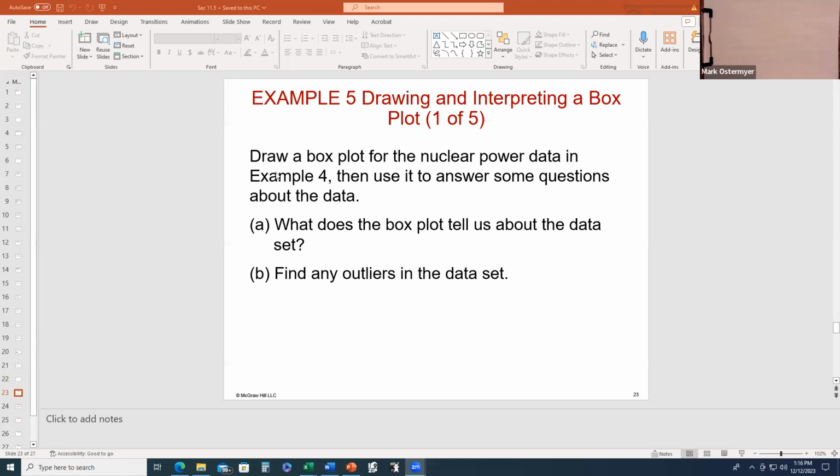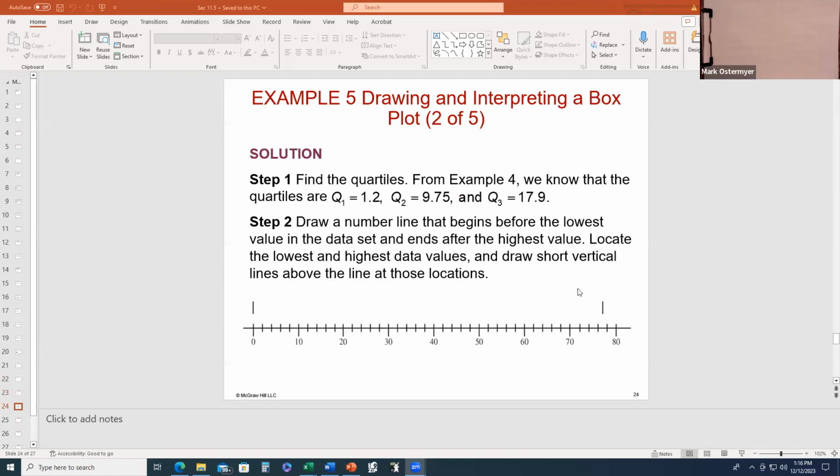All right, and if we were to draw a box plot for the nuclear power data set, where the first quartile is 1.2, the second quartile is 9.75, and the third quartile is 17.9. Notice we lay out a scale from 0 to 80, and these tick marks appear to be spaced by 2 units apart again. 2, 4, 6, 8, 10, 12, 14, 16, 18, 20, 22, 24, 26, 28, 30, etc.